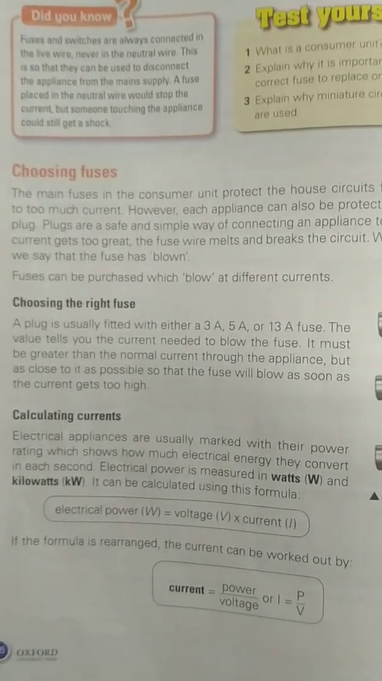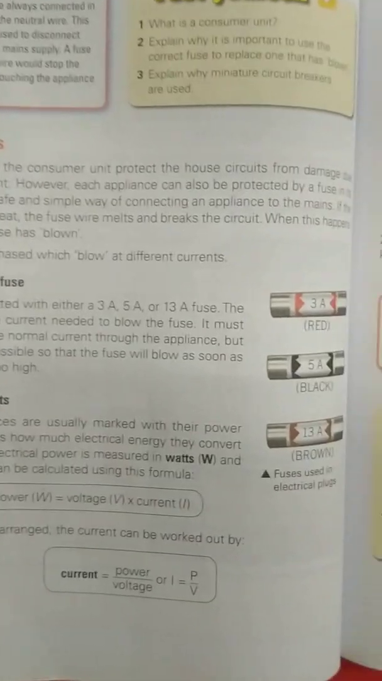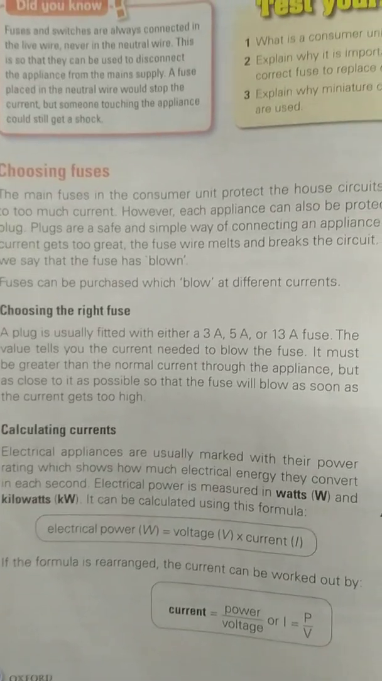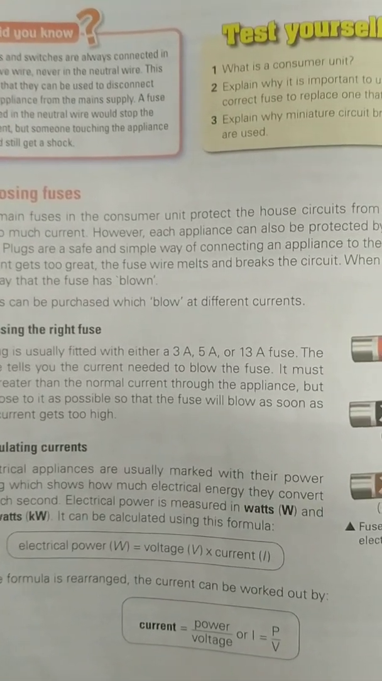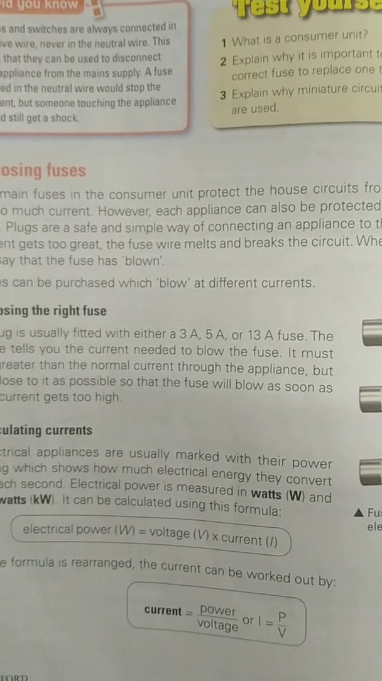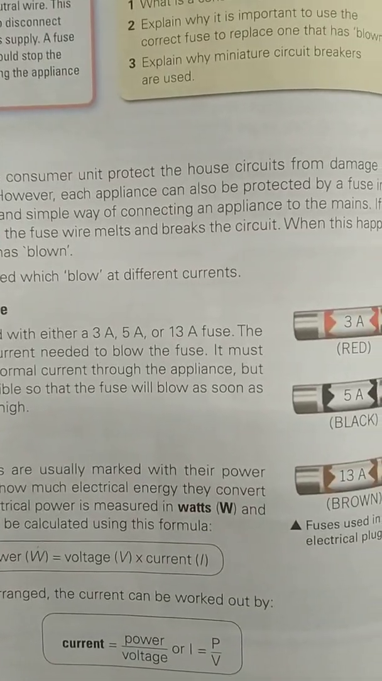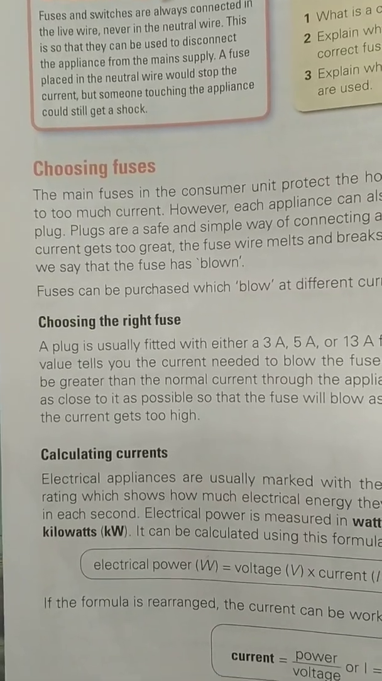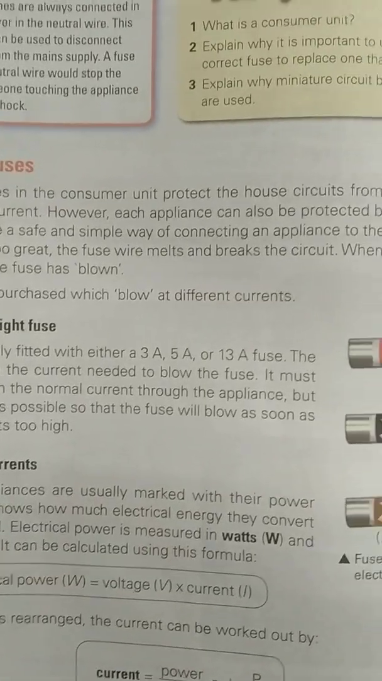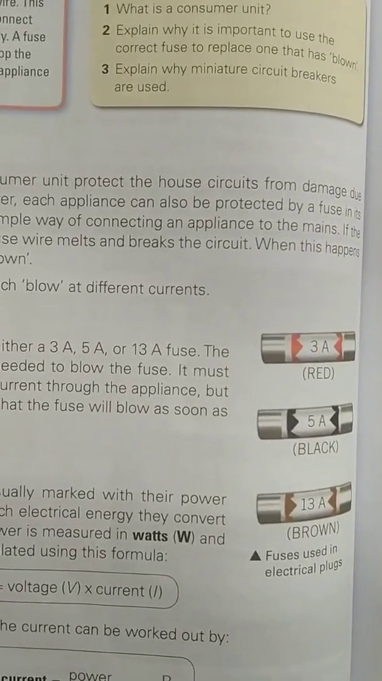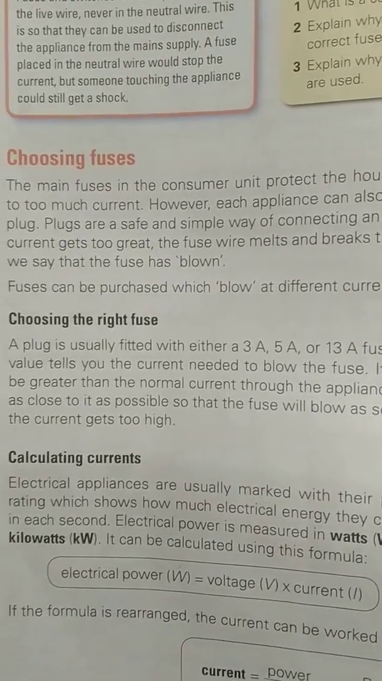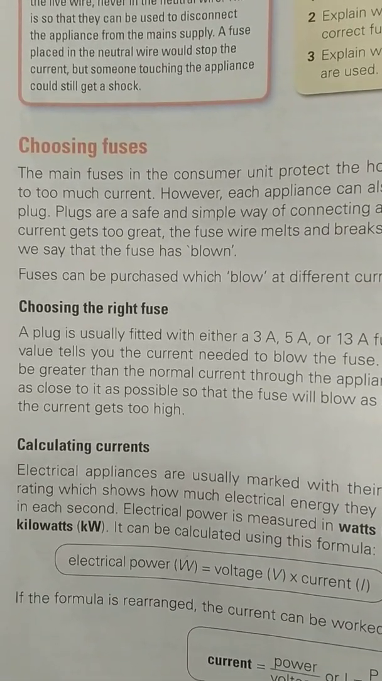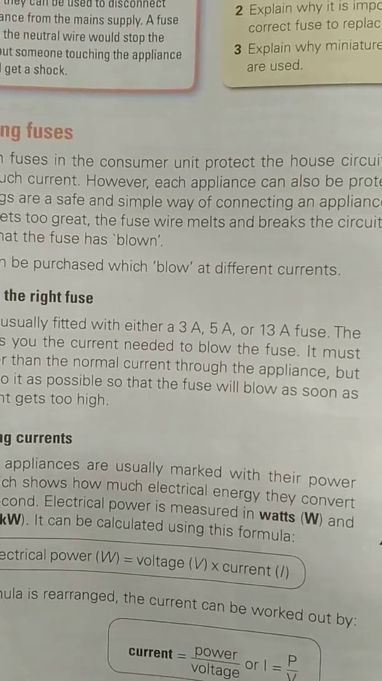The main fuse in the consumer unit protects the house circuit from danger due to too much current. However, we use plugs to connect an appliance to the main wire. So whenever the current gets too high, the fuse wire melts and breaks the circuit and the flow of electric current. When this happens, we say that the fuse has been blown. Fuses can be purchased which blow at different currents.